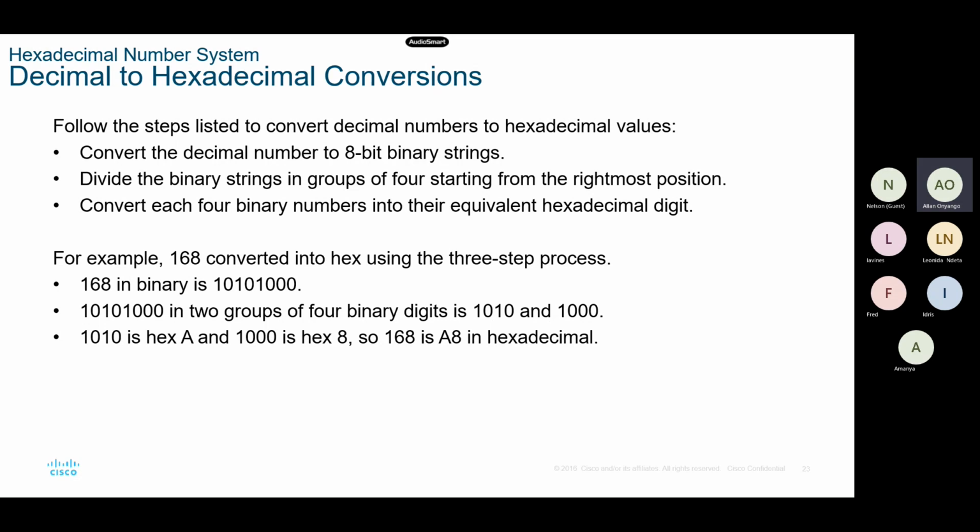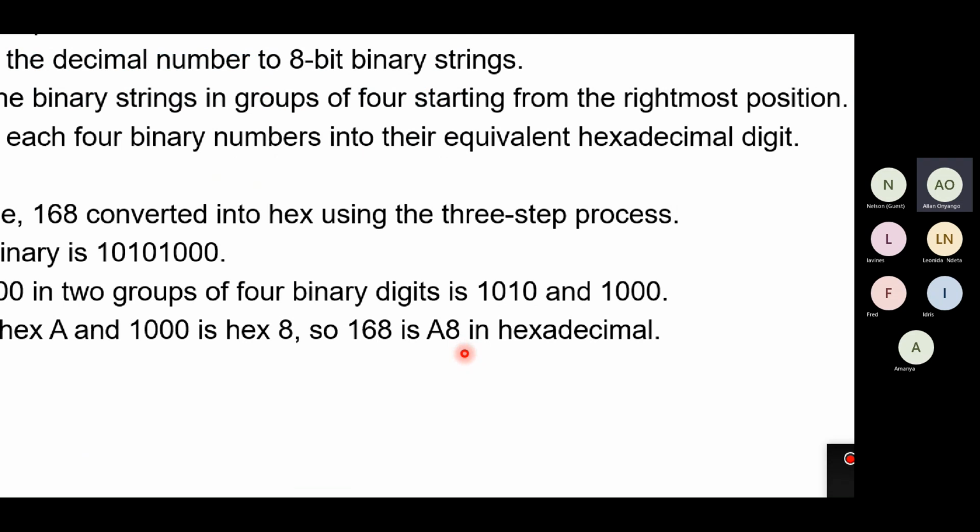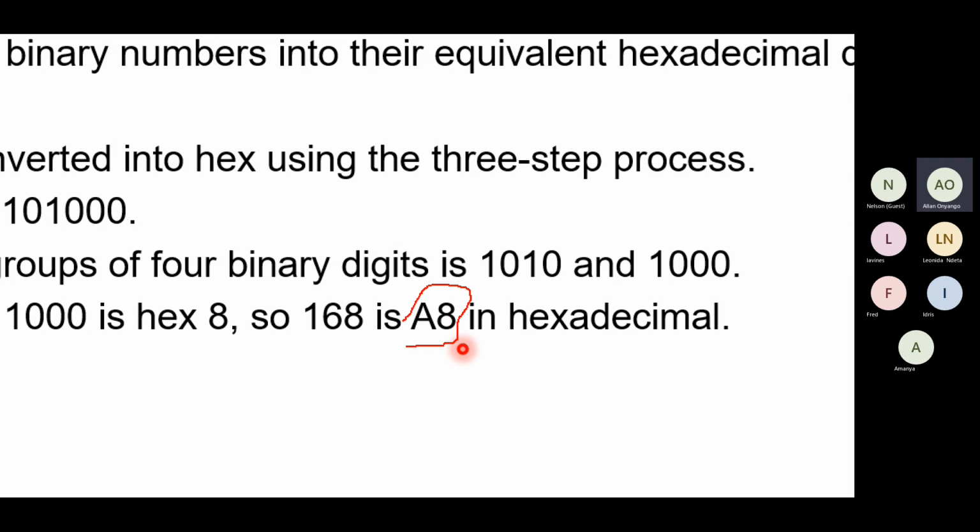Now, 10 is which letter in hexadecimal? Very good. 10 is A. And if 10 is A, the other one is 8. So 8 is just 8. And therefore, it means that our hexadecimal number will be A8.